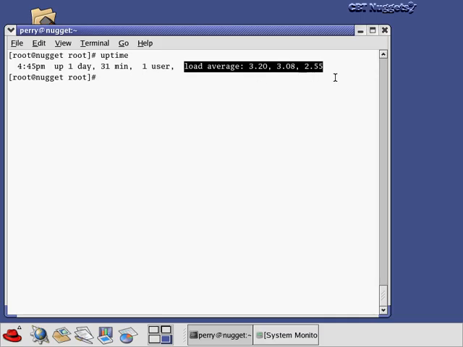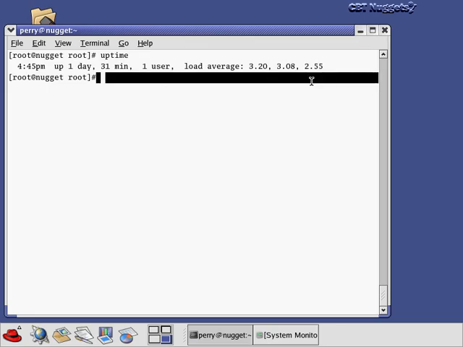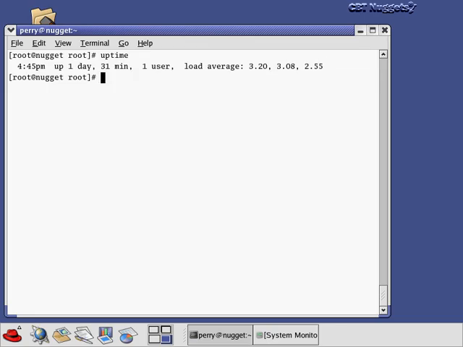What these three numbers represent: the first one is the load average in the last 1 minute, the second is the load average in the last 5 minutes, and the third is the load average in the last 15 minutes. Just by looking at these numbers, what's happening to the load on the system? Is it increasing? Is it decreasing? Has it peaked and now it's going back down? Well, it looks like it's increasing steadily. In the 15-minute window, the load average was roughly 2.5. In the last 5 minutes, it was roughly 3, and now it's up to about 3.2. So the load is steadily increasing.